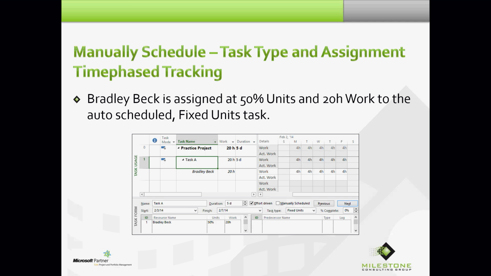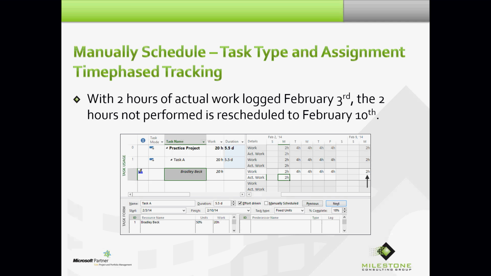There's Bradley Beck, assigned 50%, 20 hours of work to the auto-scheduled fixed units task. Okay? If he puts in 2 hours on that first day, you know that Microsoft Project is designed for project work. The 2 he didn't do gets moved out to the next day. That's been frustrating to people over the years. I key in something and now my dates change. Well, I understand why. There was 4 scheduled, only 2 got done. Project's not going to get rid of the 2 he didn't do. It moves it out in time. But that's been a complaint to people because they didn't understand that.